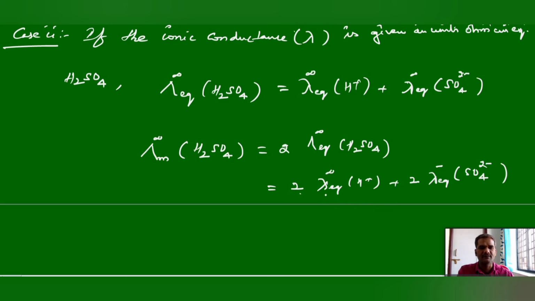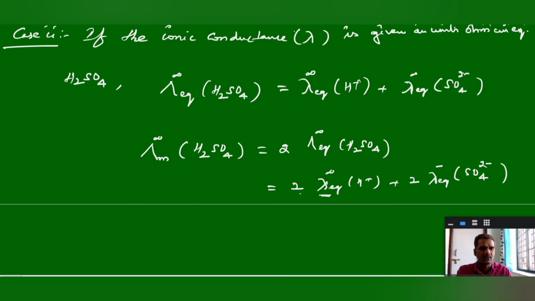So this is very, very important, whether we are taking the ionic mobilities in terms of equivalents or in terms of moles. Accordingly, the stoichiometry value will change. So we have to observe this very carefully. Most of the time we make mistakes here.